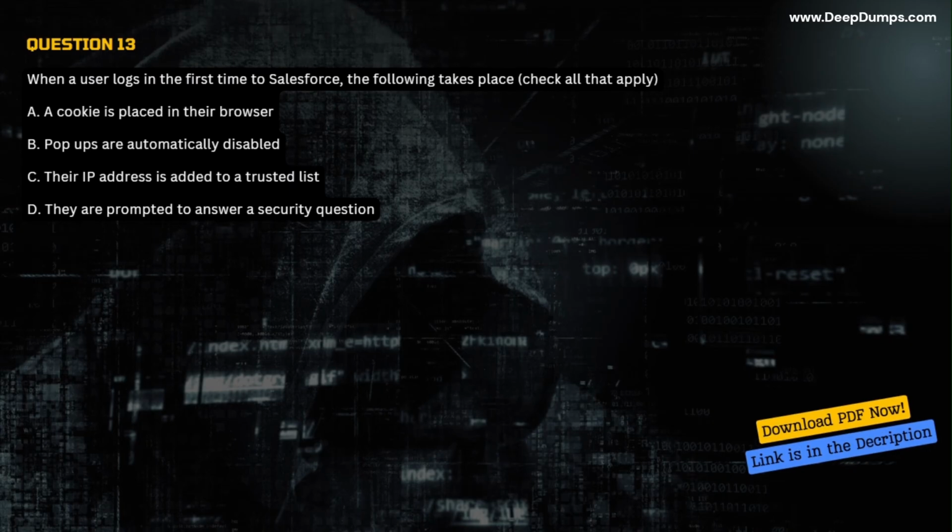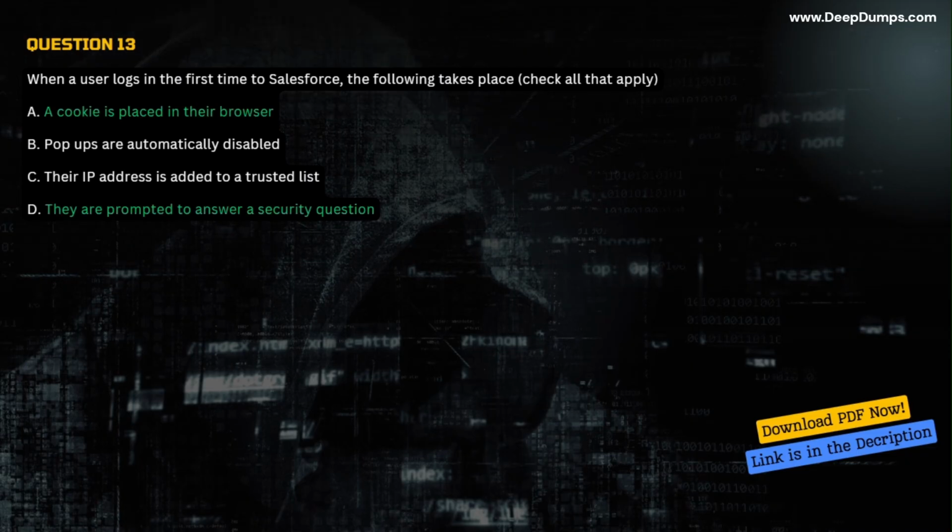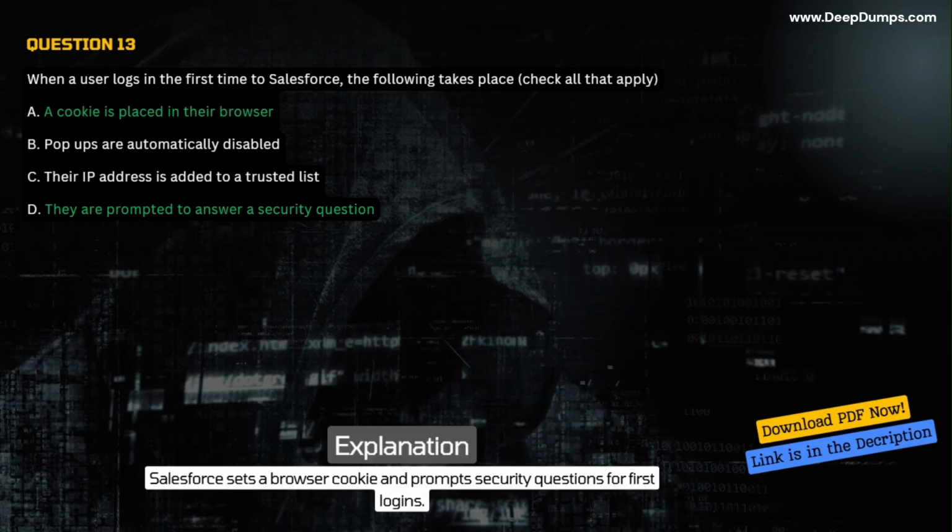Question 13. When a user logs in the first time to Salesforce, the following takes place. Check all that apply. A. A cookie is placed in their browser. B. Pop-ups are automatically disabled. C. Their IP address is added to a trusted list. D. They are prompted to answer a security question. Correct answer: A and D. A cookie is placed in their browser. They are prompted to answer a security question. Explanation: Salesforce sets a browser cookie and prompts security questions for first logins.